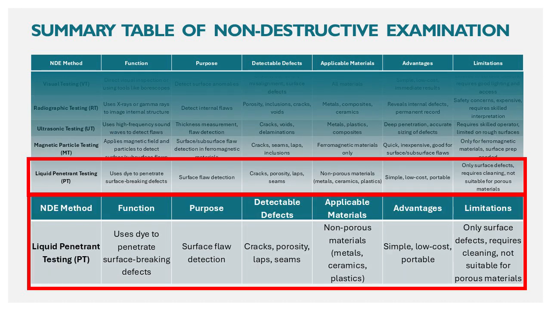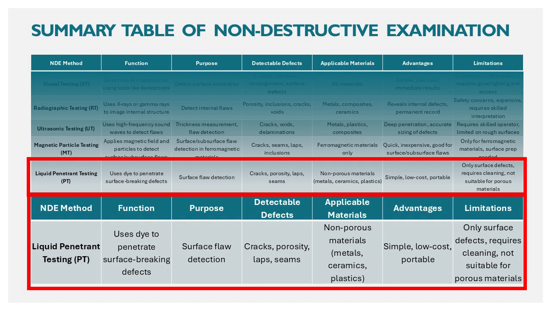Liquid penetrant testing or PT method. The function of liquid penetrant testing or PT is that it applies a dye penetrant to the surface, which seeps into cracks and is revealed by a developer. The purpose of liquid penetrant testing or PT is to detect surface breaking defects. Detectable defects by using liquid penetrant testing or PT include cracks, porosity, laps, seams.